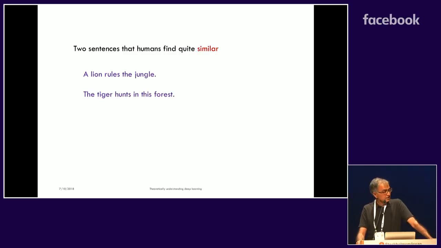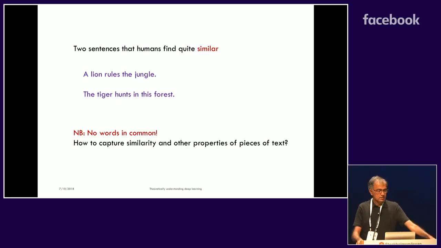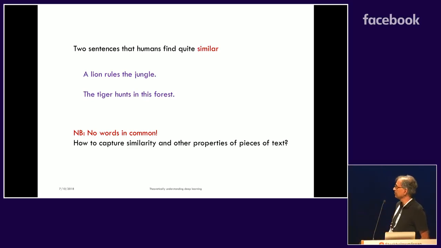So what is text embedding? Think about sentences that humans find quite similar, let's say a lion rules the jungle, or the tiger hunts in the forest. Humans find these very similar, but notice that they have no words in common, and so you want to capture similarity and other properties of pieces of text. That's the goal of text embeddings. They capture the essence of text, more than just the word information. It's some high-level description of this text.